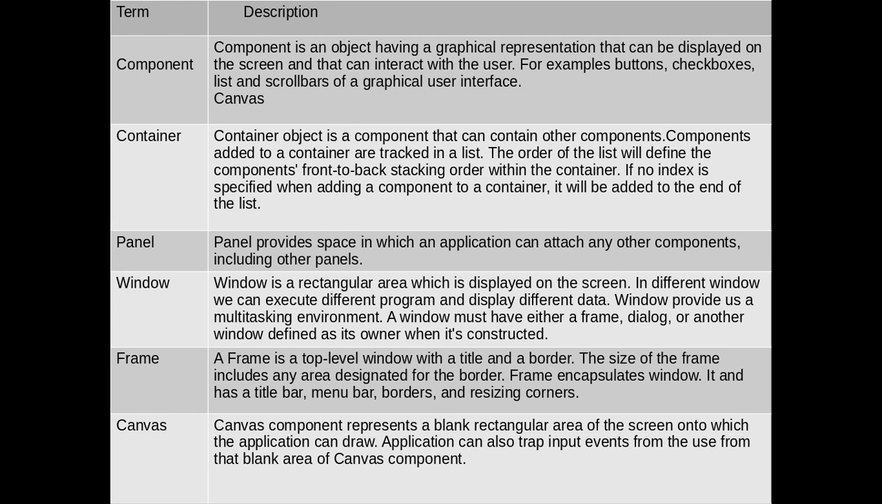A window is a rectangular area which is displayed on the screen. In different windows we can execute different programs and display different data. That means windows are used for multitasking.